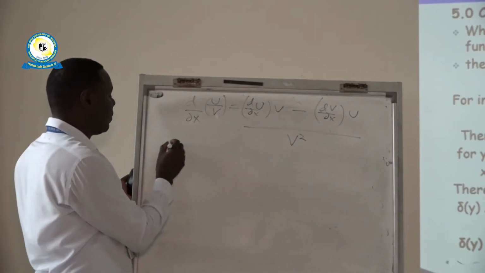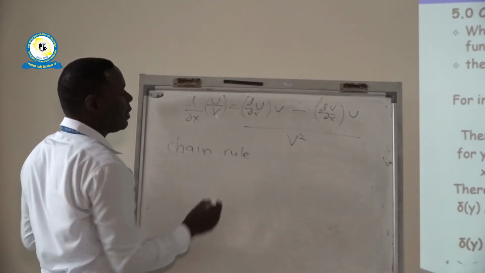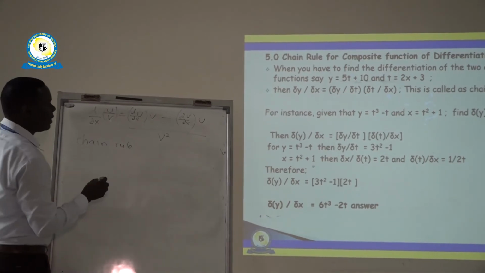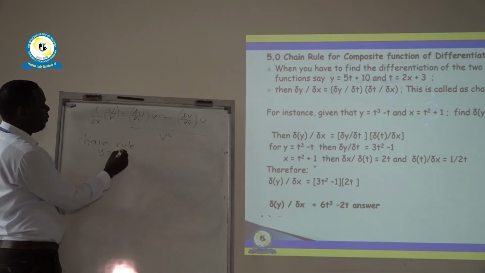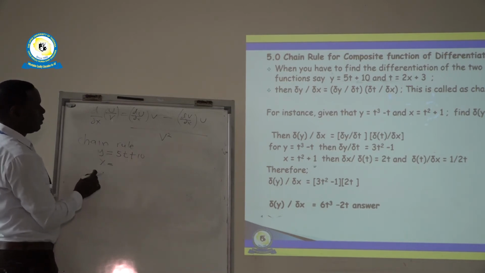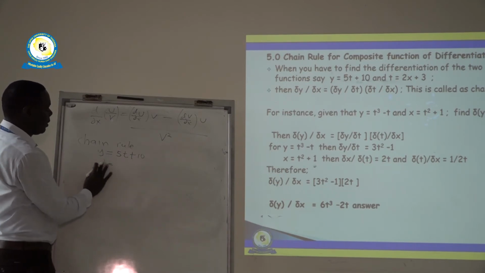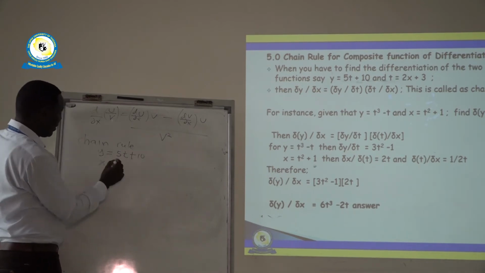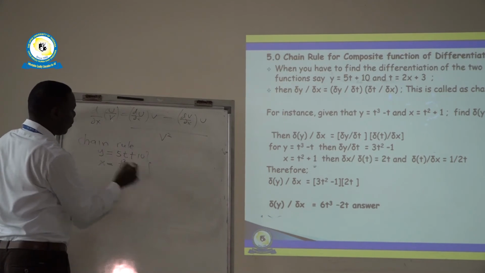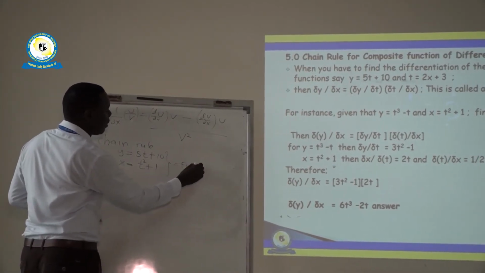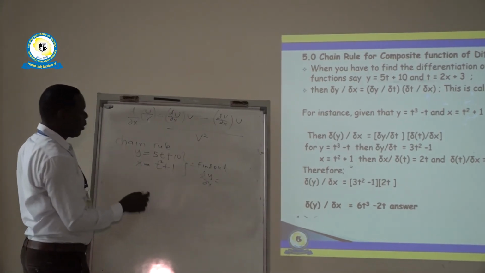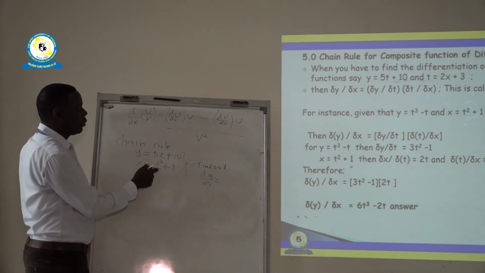We have the chain rule. The chain rule is used when you have variables which are different. For instance, you can have y equals 5t plus 10. Again, you have x equals t exponent 2 plus 1. You see? Now, they ask you to find dy/dx, the first derivative of y. Here y is equal to 5t plus 10, and x equals t exponent 2 plus 1.